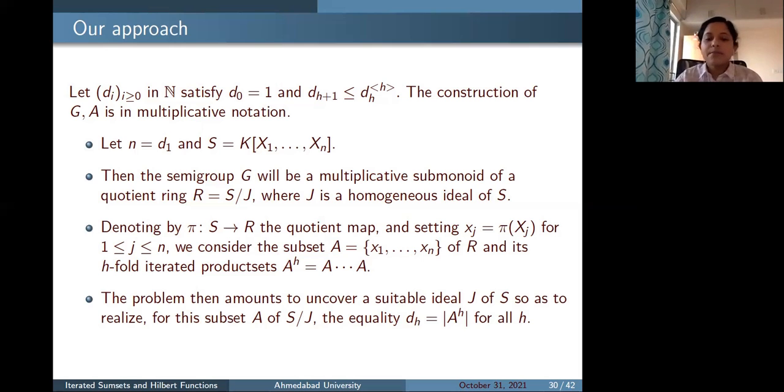Now, the main problem here is to uncover the suitable ideal J. So we have to find the suitable ideal so that this equality will happen.